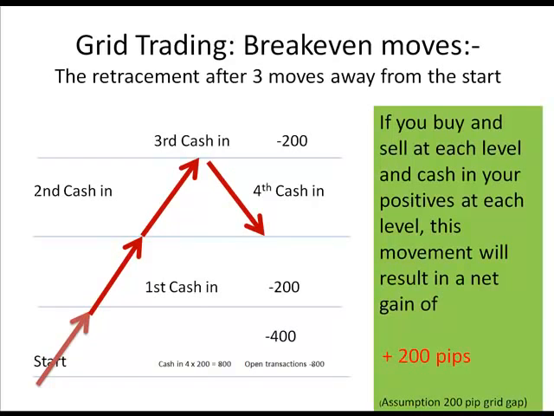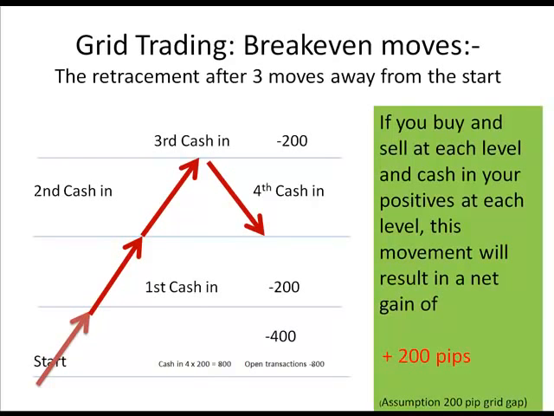Now, the break-even move assumes that the price moves 3 levels away from your start. So it goes 1, 2, 3 levels away, and then does a retracement after the 3rd level to the 2nd level, in fact. So what you would have here is you'd have a cash in of 1, 2, 3, 4. So you have 4 cash ins. 4 times 200 is 800 pips.